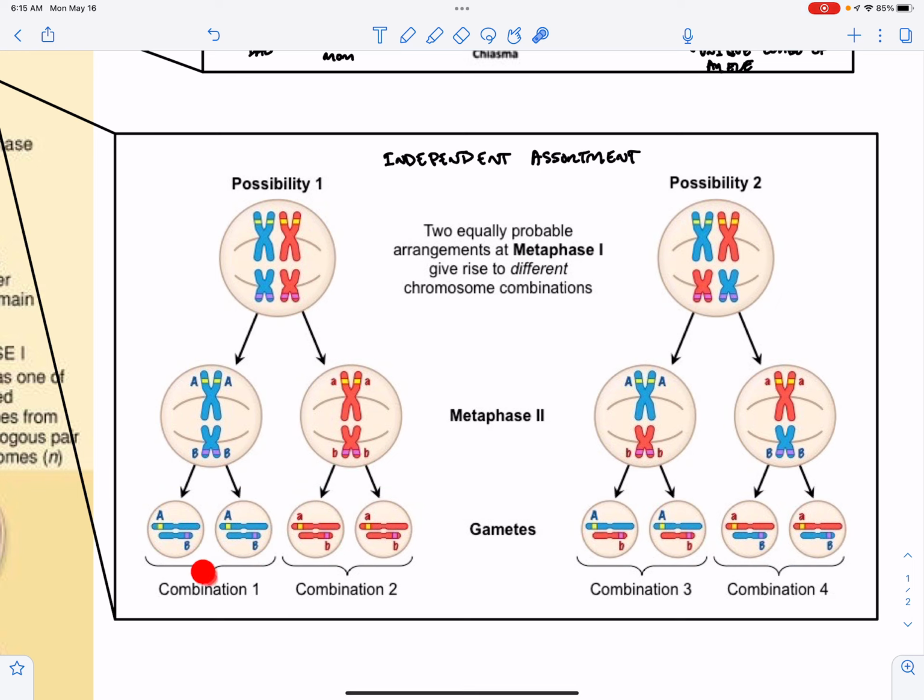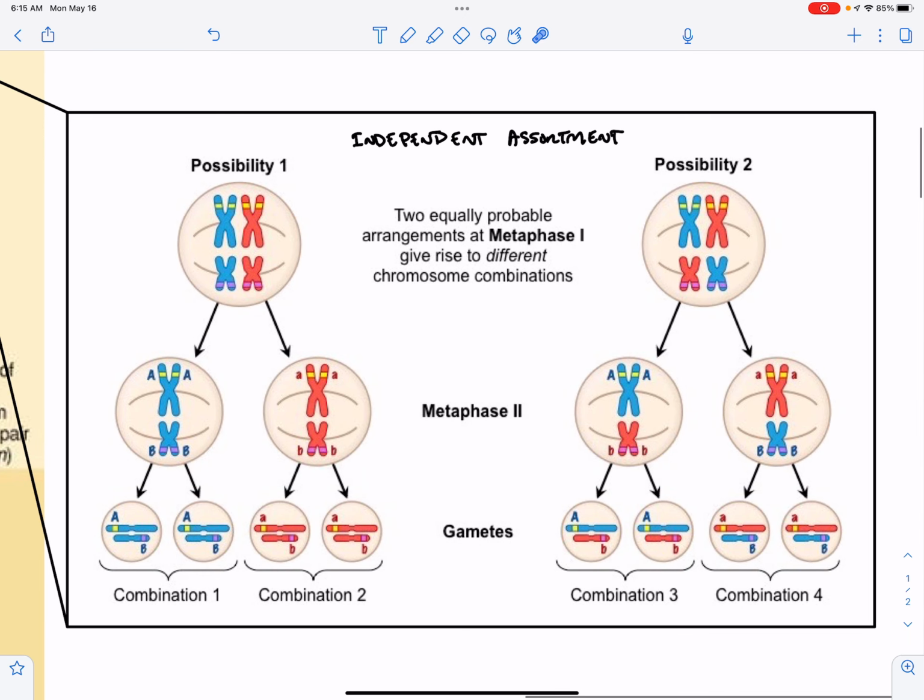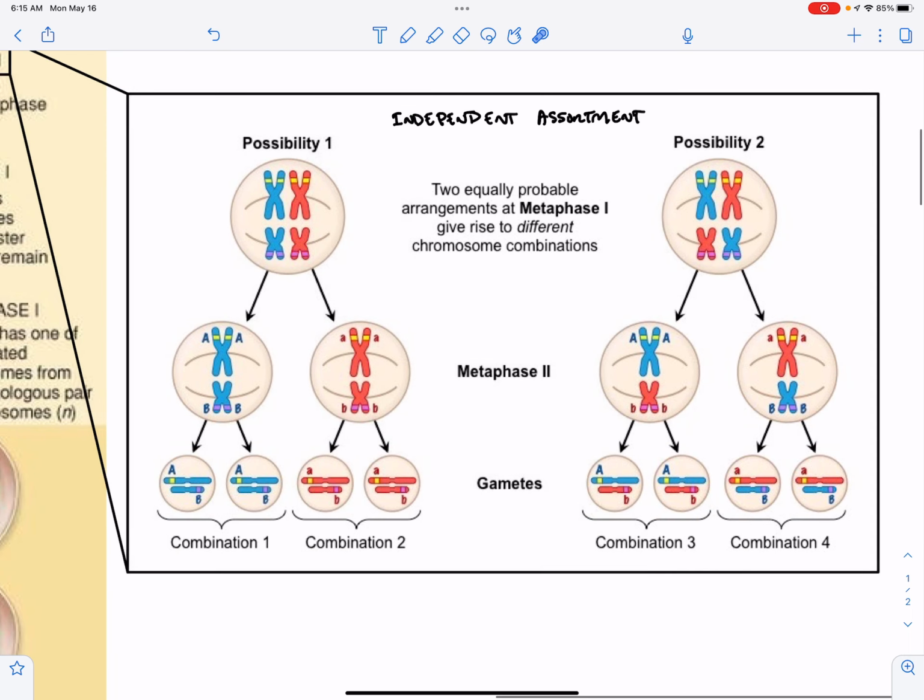So this is one possible alignment, which leads to two different types of gametes. Another equally possible or probable alignment is to have the big chromosome, chromosome 1 from mom on this side, and chromosome 2 from dad on this side of the metaphase plate. This alignment of the chromosomes leads to the big A allele ending up with the little b allele in this set of gametes, and the little a allele ending up with the big B allele in this set of gametes. So this is four possible combinations of alleles depending on the alignment of the homologous chromosomes on the metaphase plate.